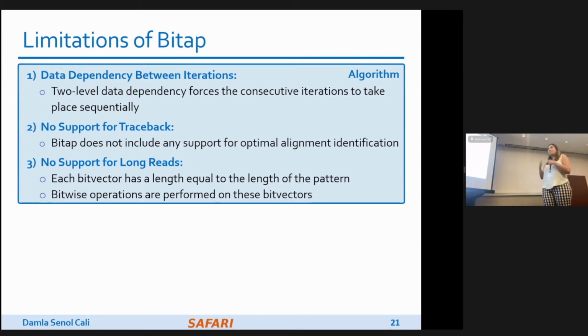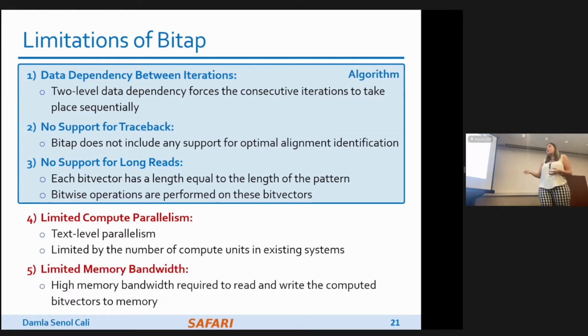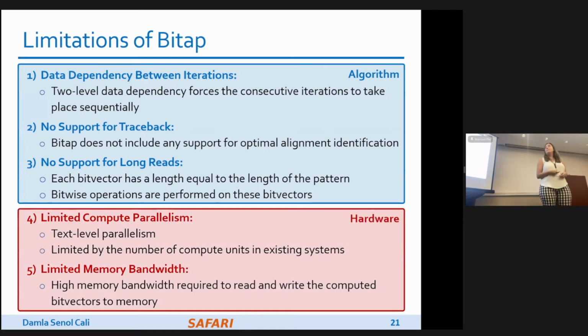And even if we somehow resolve these issues, we reveal that there are also 2 hardware-related issues. First of all, let's say we apply text-level parallelism: we divide the text into multiple overlapping chunks and perform the BiTAP algorithm on all of them in parallel. When we perform this on CPUs, we find that we are limited by the number of compute units in existing systems. That's why we switched to GPUs. But we reveal that in the GPU scenario, the high memory bandwidth requirement to read and write the computed bit vectors was becoming the issue. So we were limited by memory bandwidth. And these are the hardware limitations of the baseline BiTAP algorithm.